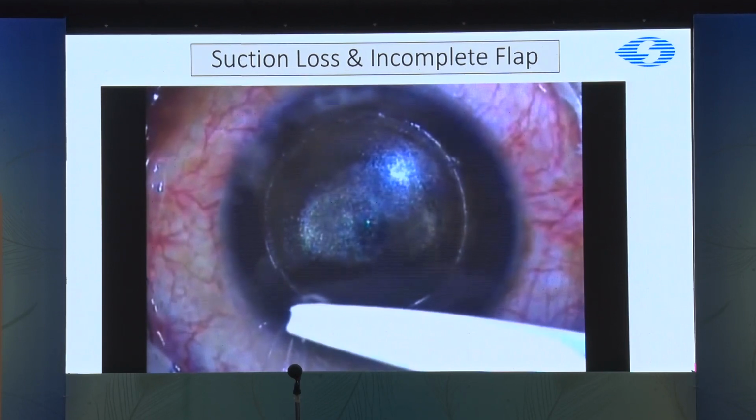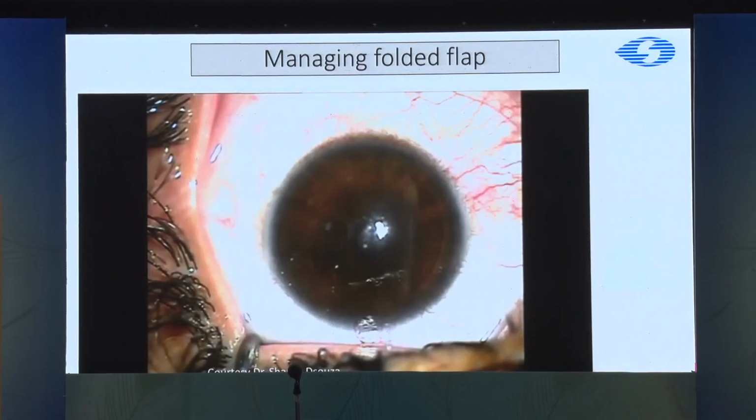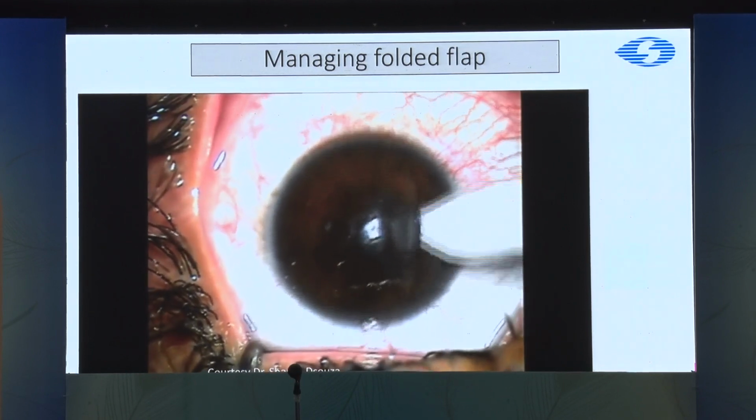So if this happens in the periphery, it's okay, it's safe to lift it, but try to dissect with blunt instruments. That's the take home from this. So factors for suction loss: flat corneas, deep set eyes, narrow palpebral fissures, lid squeezing or a change in the patient position. As I said, suction loss during the raster, just redock and switch off the pocket. Whereas during the side cut, you have to redock and make a smaller flap so that you don't end up with two planes.